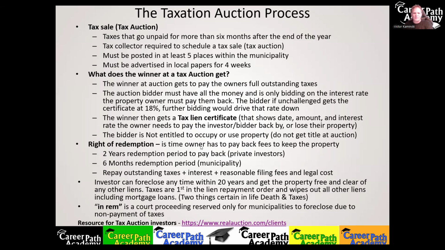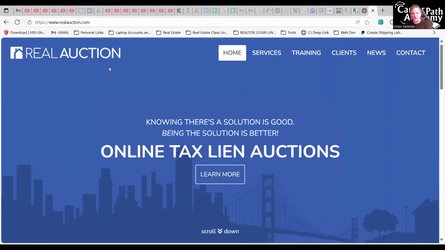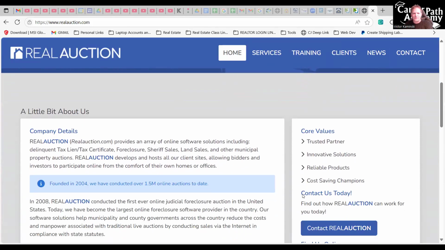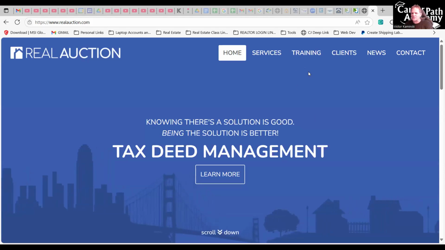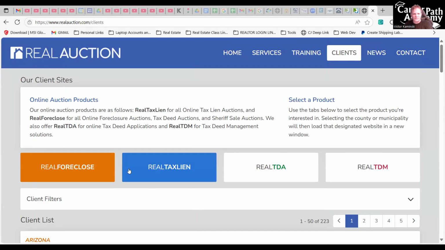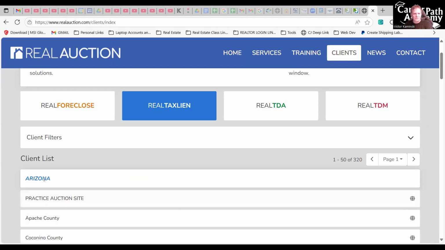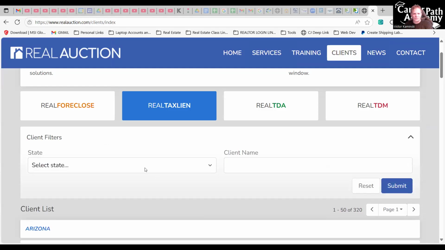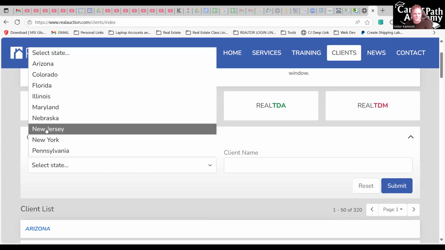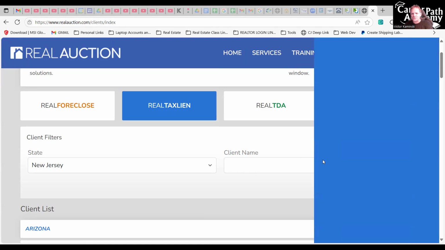Okay, I'm sorry. Let me back that up and show you. So it takes you here, realauction.com, and they have different software. It's a software company. But if you click on their client list, they have these different types of software, and we want the tax lien software. And we want to look at their client list. So let's go to New Jersey. Let's filter it to select New Jersey. And we're not even going to put in a client name. The client name would be the municipality. We'll just submit.